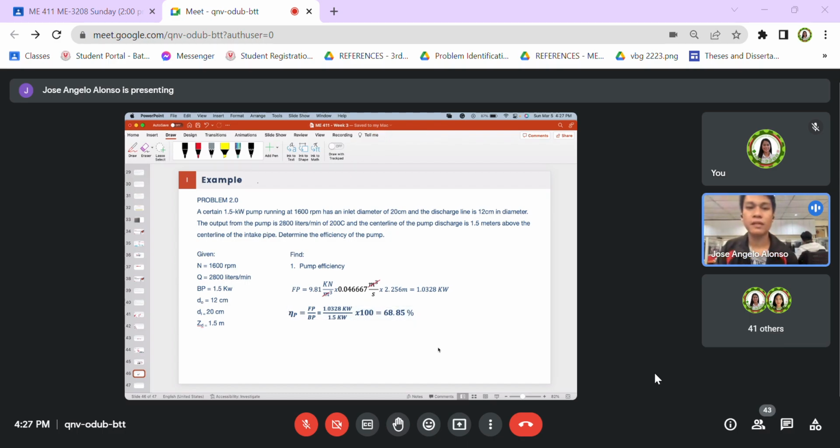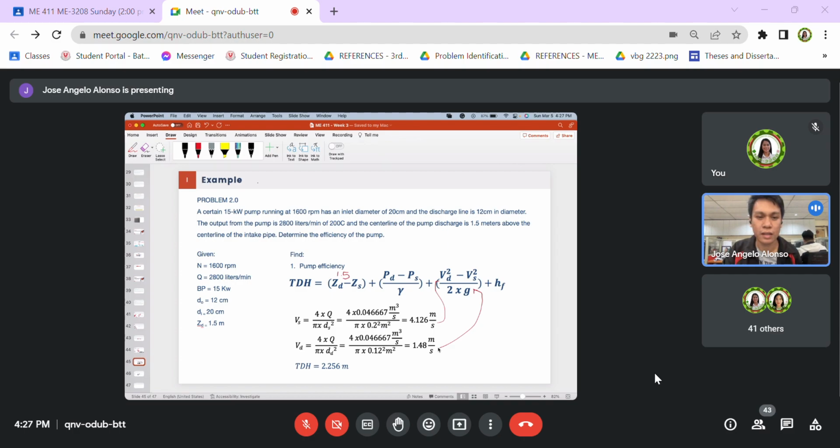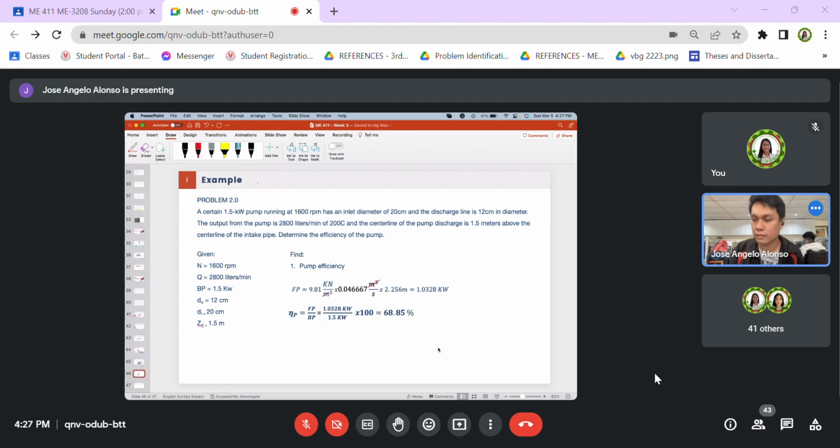So for this problem, gumamit din tayo ng equation or ng pump analysis such as the pump efficiency, the calculation for the fluid power using the total dynamic head, and the energy balance in the pump using the difference in elevation head, pressure head, and velocity head. So I hope it's clear kung paano natin nakuha ang pump efficiency.